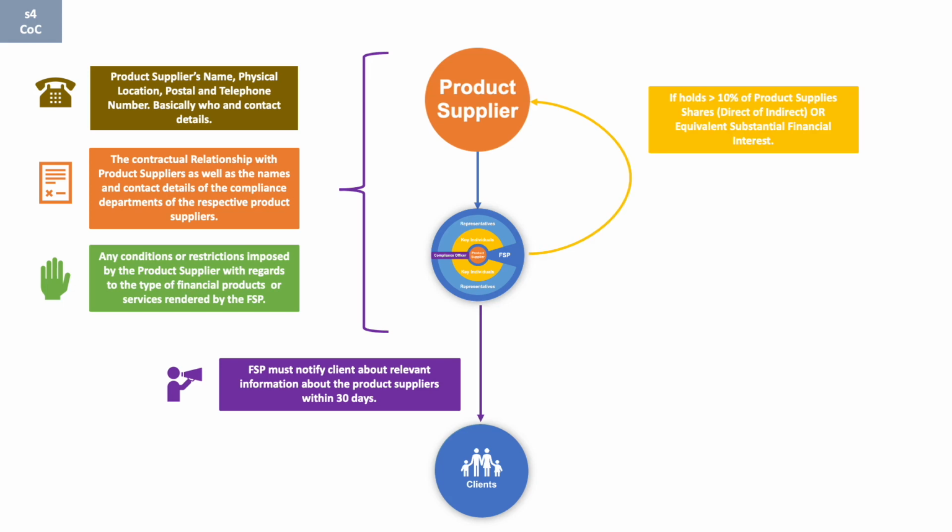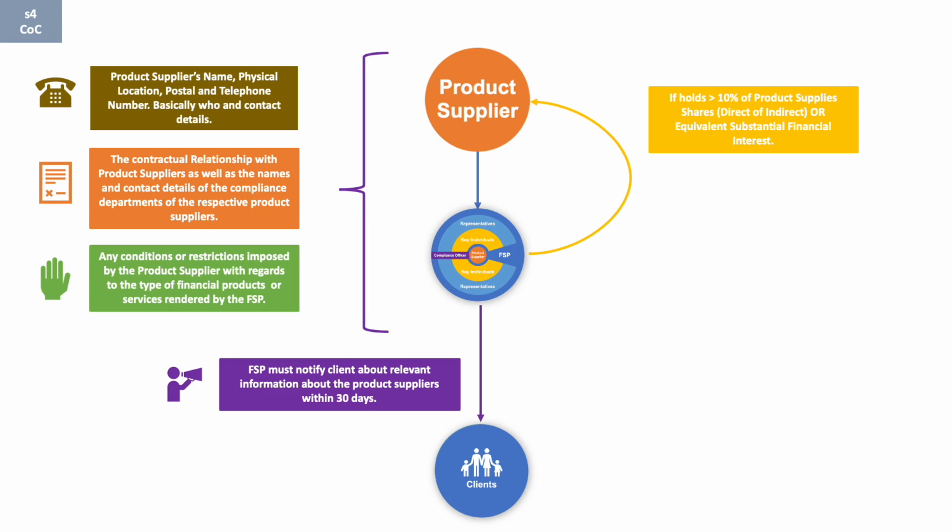Here we see that when there is a financial interest held by the FSP with the product supplier, the FSP must communicate and disclose this fact to the client. If the FSP holds more than 10% of the product supplier's shares directly or indirectly. So when we say directly, that would mean the FSP holds the shares in the product supplier. When we say indirectly, it would mean that we hold the shares in some other way, either through another company or person.